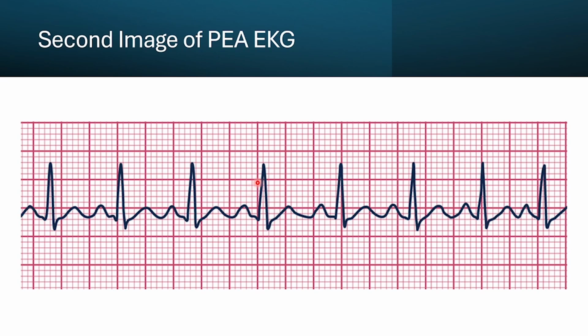Here's the second image of PEA. And again, we have our P wave here, right? It's less than 0.12 seconds. We have our QRS complex. It's less than 0.12 seconds. The P waves match with the QRSs, and the QRSs match with the QRSs. Our PR interval looks good. There's only one P wave for every beat. However, if we don't feel a pulse, it doesn't matter. This would still be considered PEA depending on our patient's presentation.